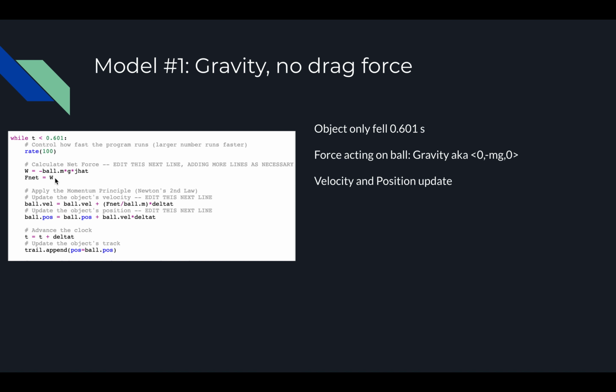I then updated the forces acting on the can to only be gravitational force, which is the vector 0, negative mg, and 0. And I coded my data so that the model would only run as t is less than 0.601 seconds, as that's how long it took for my can to fall in real life.